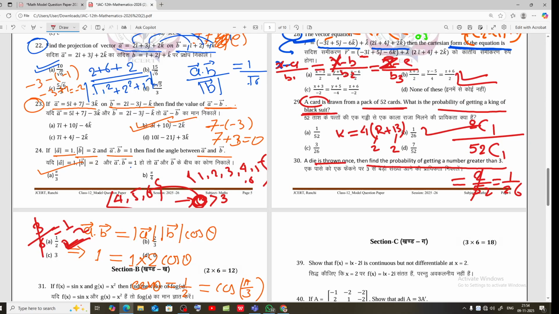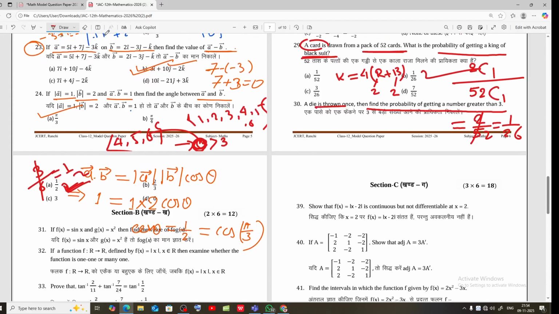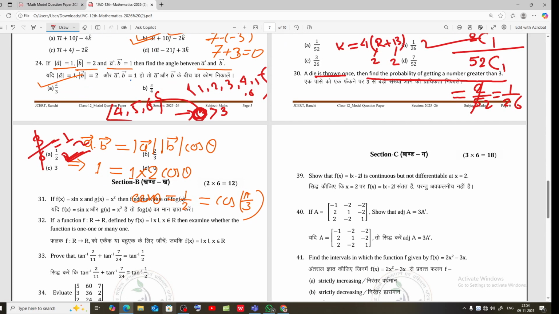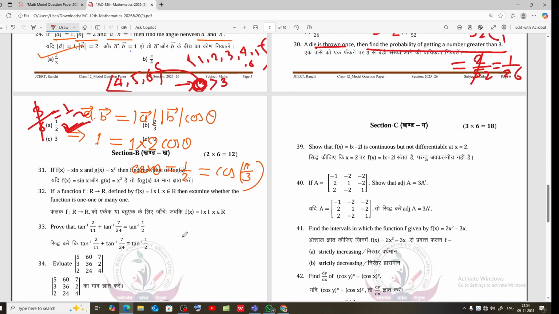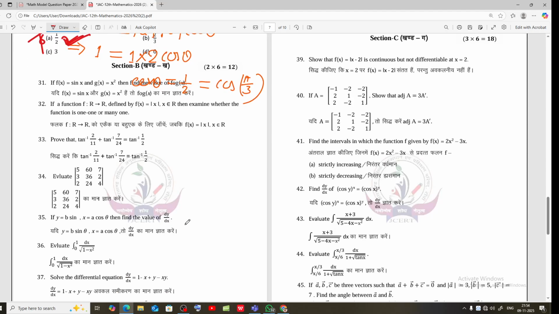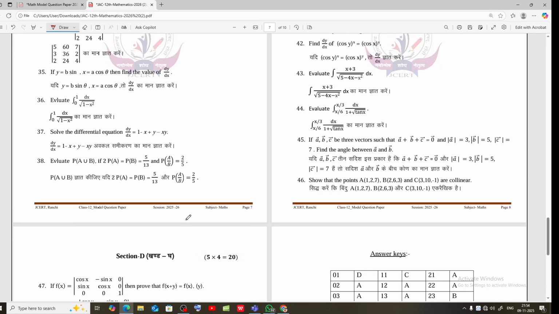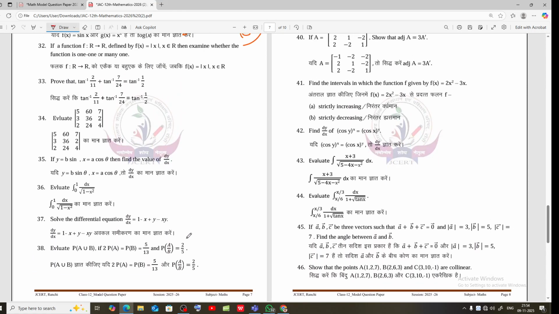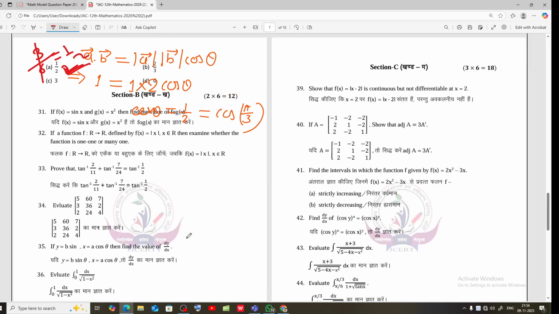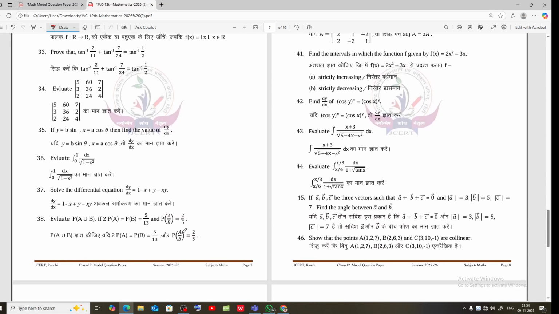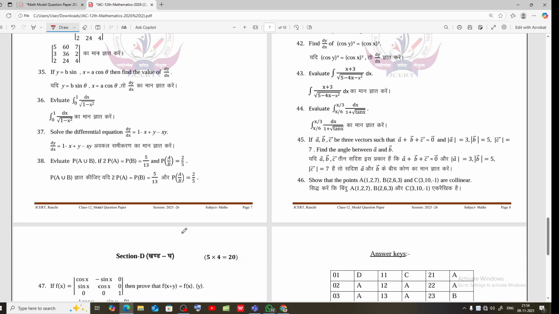That was the 30 MCQ questions, and I have discussed each question. Now section B, section C and section D, with 2 marks, 3 marks and 5 marks questions, will be discussed in the next session. Part 1 is MCQ, part 2 is section B, the third part is section C, and also section D questions will be solved.